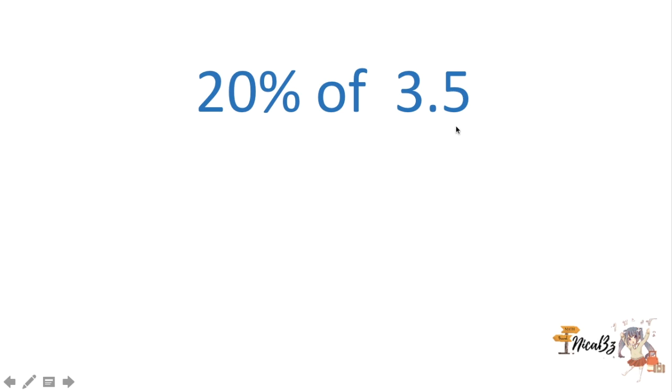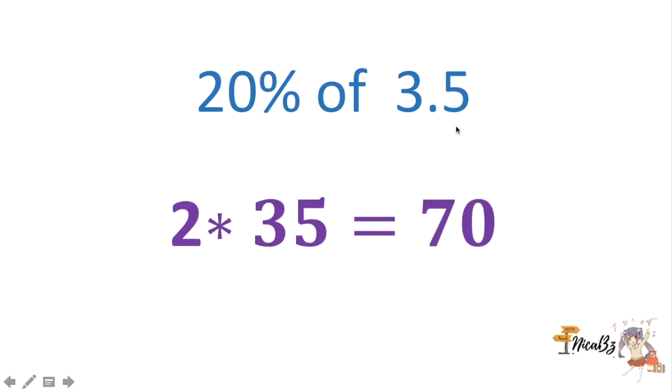Let's try another example. 20% of 3.5. So that's 2 times 35, so 70. And our final answer would be 0.70. Now please remember to always validate your answer relative to the original given. That means if you get a number that's too small or too big compared to the given, then you have to do it again. Now, on to the last example before I give you some items to answer.